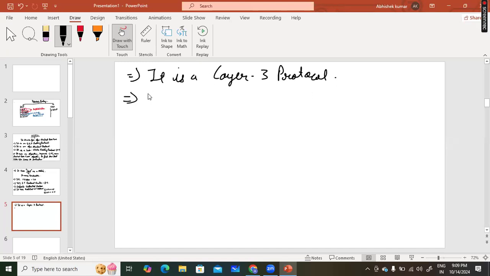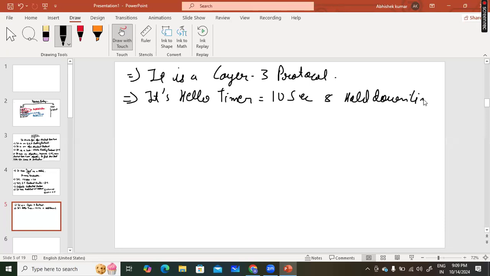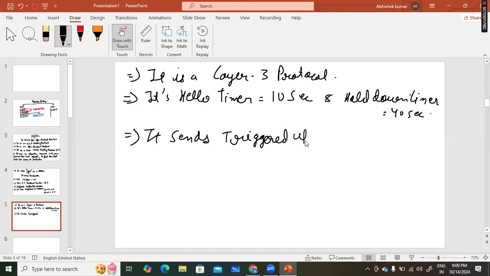Next, its hello timer is 10 seconds, and the hold down timer is 40 seconds. It sends triggered updates. Okay, so these are the points which we have to discuss one by one.